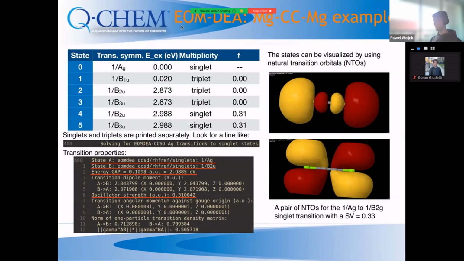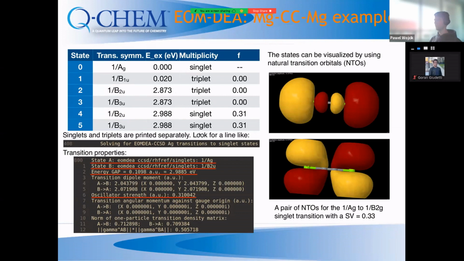In the case of EOM double electron attachment, what I would like to bring your attention to is that there will be separate listings for singlet and triplet states. So you would like to look for lines which say solving EOM-DEA CCSD for selected transition for singlet, and then separately they will be listings for triplets. And that's where you can get this multiplicity sign in here.